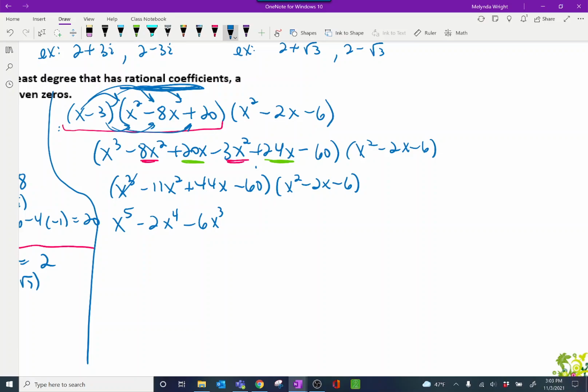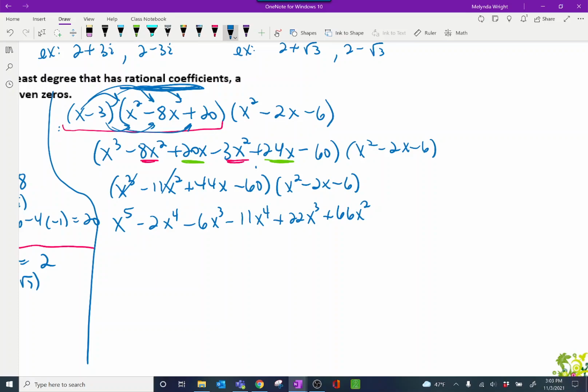Okay, now let's move to the negative 11x squared. Negative 11x squared times x squared is negative 11x to the 4th. Negative 11x squared times a negative 2x is a positive 22x cubed. Negative 11x squared times a negative 6 is a positive 66x squared. Whew, finished with that one. Okay, we got this. A couple more.